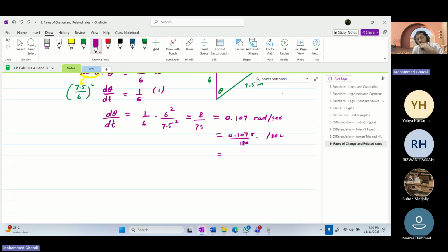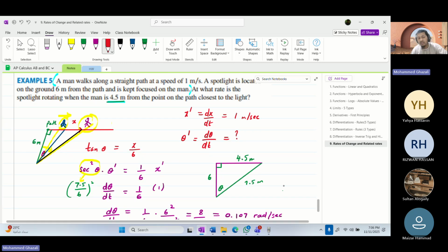Sorry, to calculate from radians to degrees, you multiply by 180 and divide by pi. Yes, it's the other way around. Sorry. 0.107 times 180, divided by pi. Yeah, 6.13. So it's 6.13 degrees per second. So that's how fast the light is rotating.